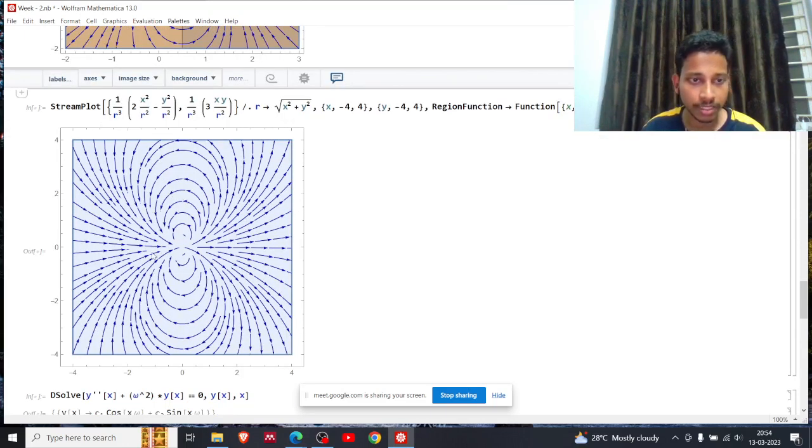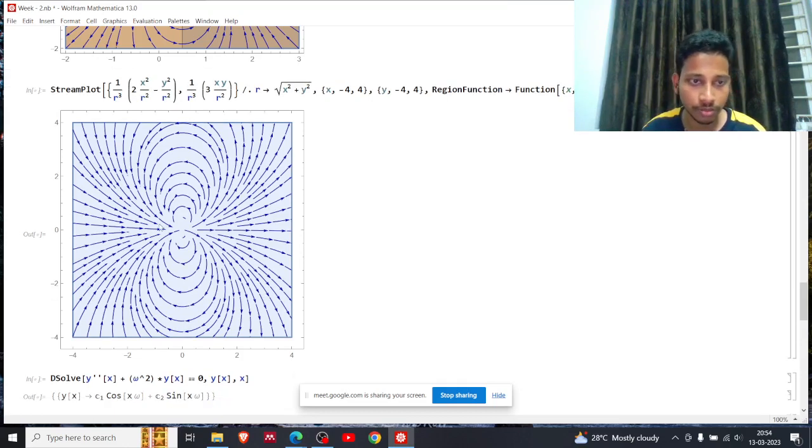Now this is for a magnetic dipole, that is 1 by r cube. Basically this is the magnetic dipole law, where 1 by r cube is multiplied by 2 x square by r square minus y square by r square. These are the x and y positions. Now if I plot that, we will get this kind of magnetic field lines.